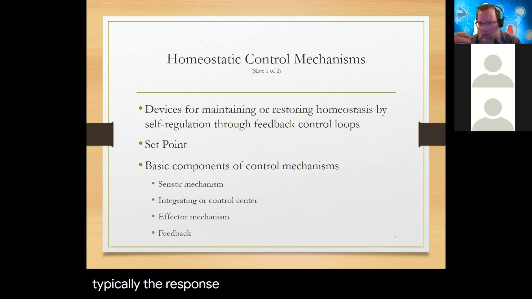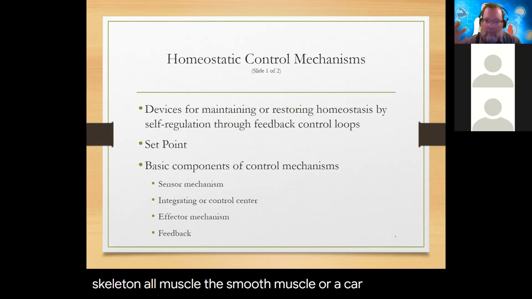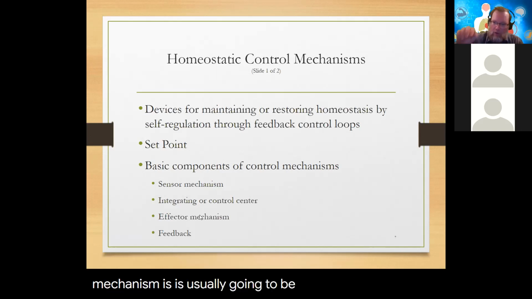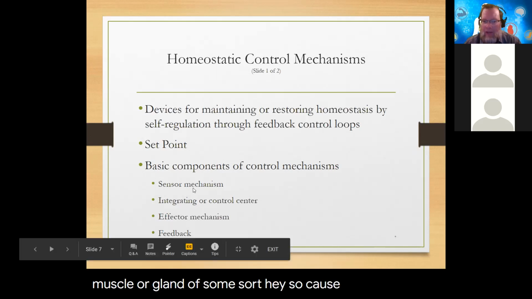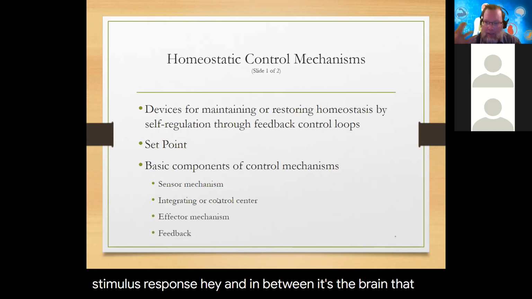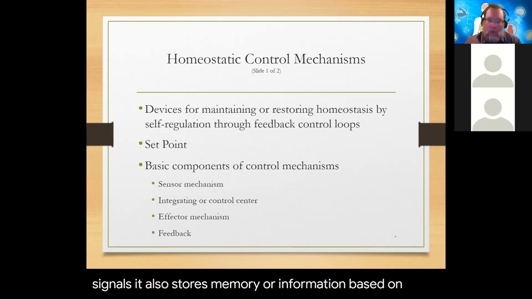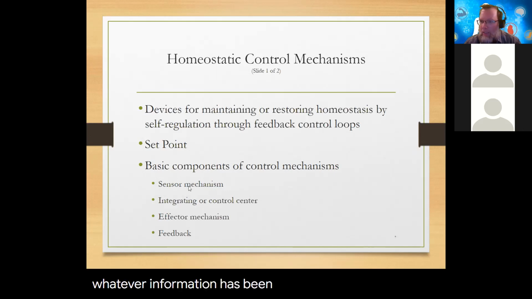Typically the response message or the nerve signaling is going to go to a skeletal muscle, a smooth muscle, or a cardiac muscle, or a gland of some sort. So the effector mechanism is usually going to be a nerve heading to a muscle or a gland of some sort. Okay, so cause and effect, stimulus, response. And in between, it's the brain that's controlling that, receiving, as well as sending out signals. It also stores memory or information based on whatever information has been coming in.